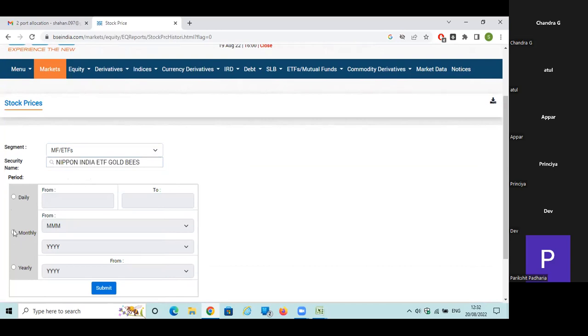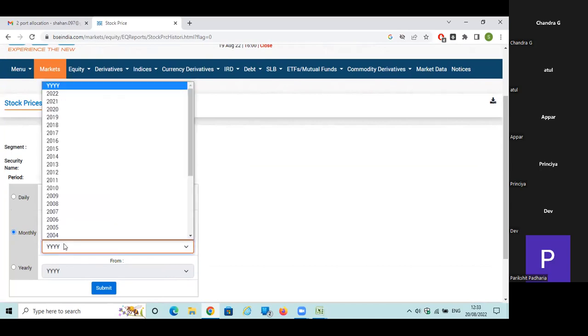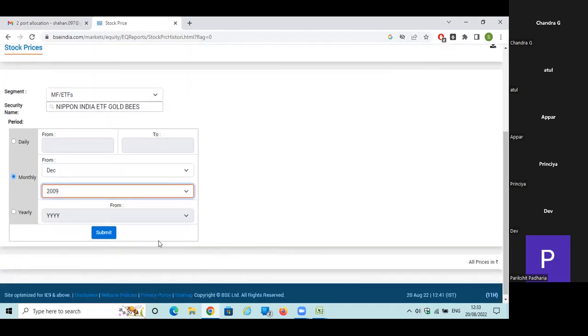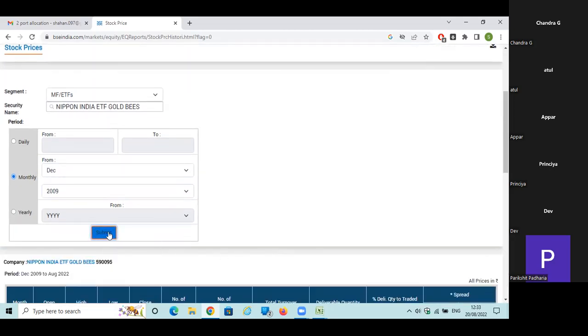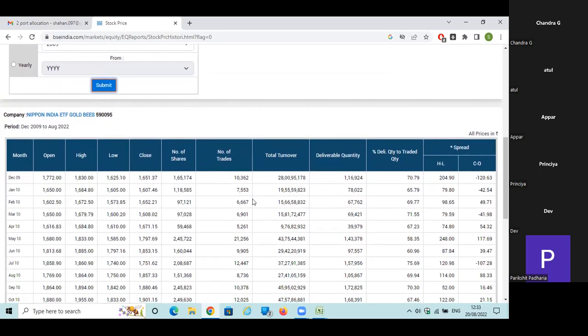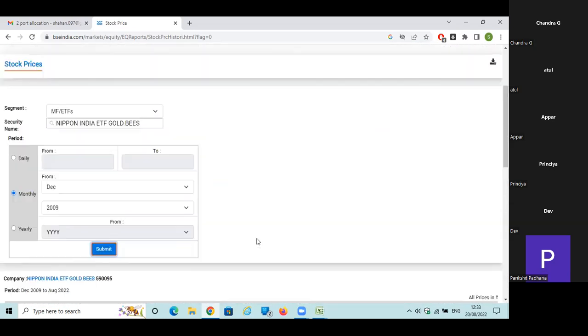From, just put monthly. January 2010. Actually, December 2009. Submit. Download the data. On the top or down. That.